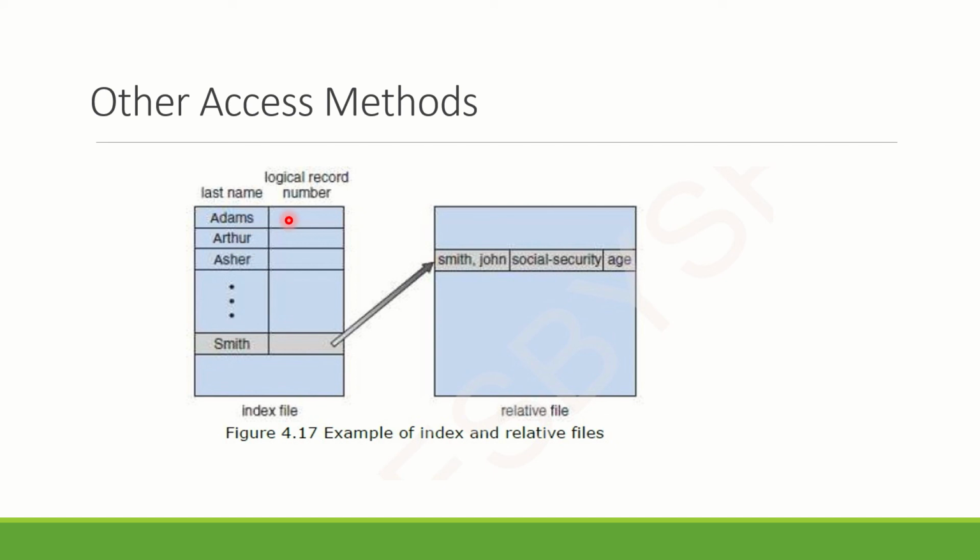Corresponding to each keyword, there is a logical record number, and that record number points to the original record. Here Smith is the keyword added in the index with its record number. If a file is going to access the record with Smith, it first searches the index for Smith, gets the record number, and using that pointer the system finds the original Smith record with its full data. So this is an example of indexing using the relative file.